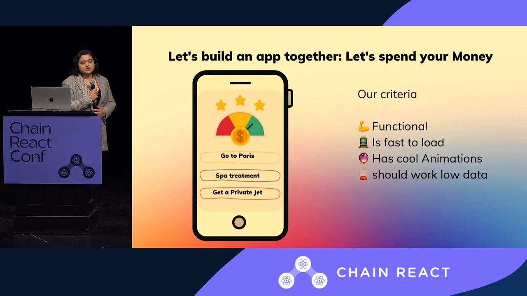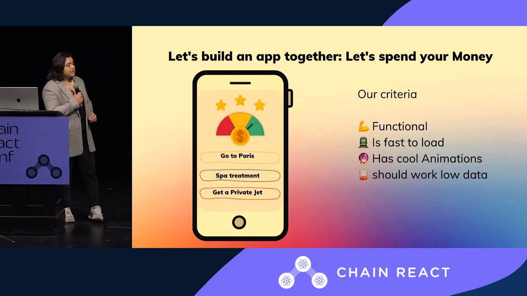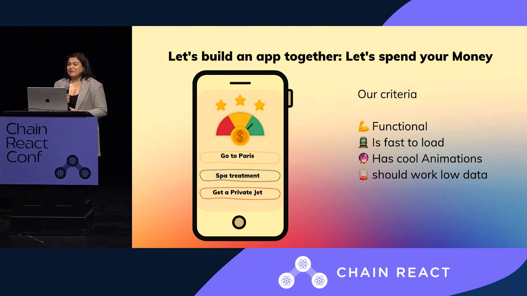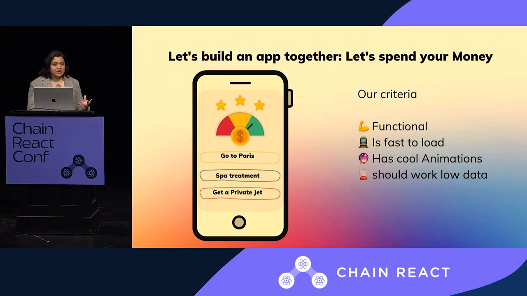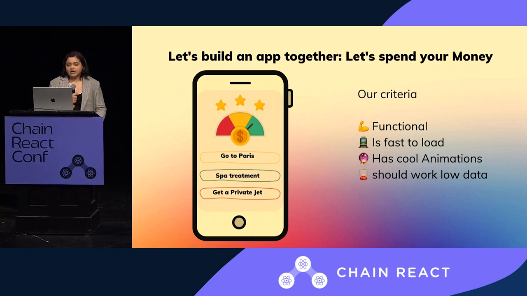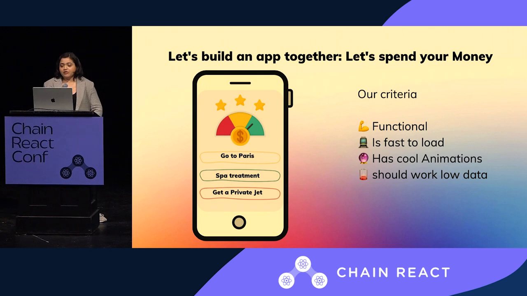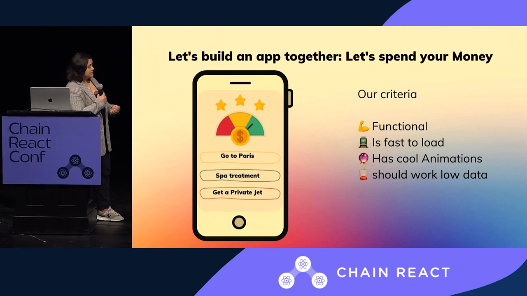So what we're going to do is build an app together. Now, these are the requirements of the app. We will call this app Let's Spend Your Money, because I love spending my money, or maybe your money, I don't know. Based on how much money you have left, it will put you in either red, yellow, or green. But we also have a few criteria that we need to keep in mind.